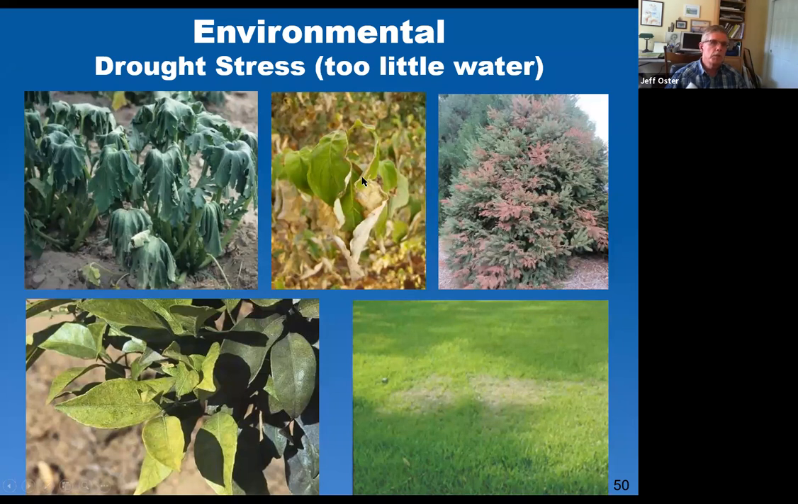So drought stress, too little water. Wilting, curling of leaf edges. It almost looks like salt damage sometimes because there's not enough water to keep the leaf in good balance with its nutrients. Flagging or dead branch tips, especially redwoods. That's common around here, especially under the drought conditions we've had.